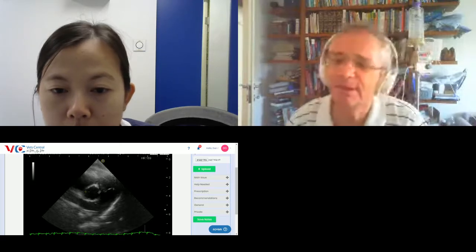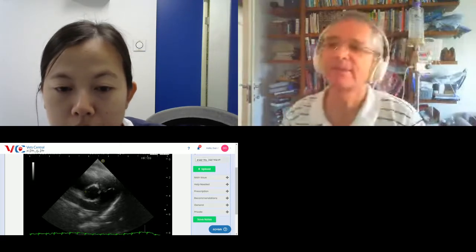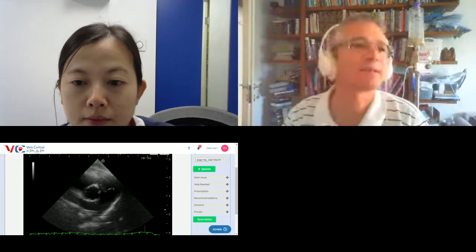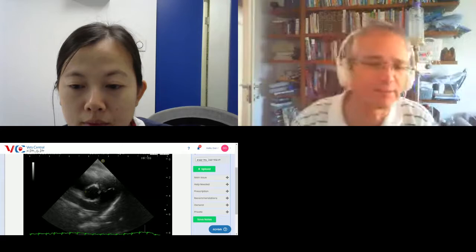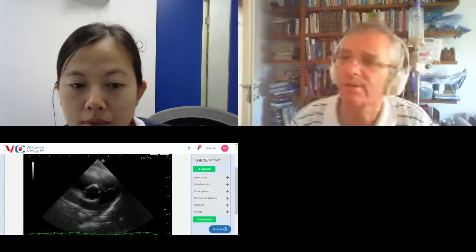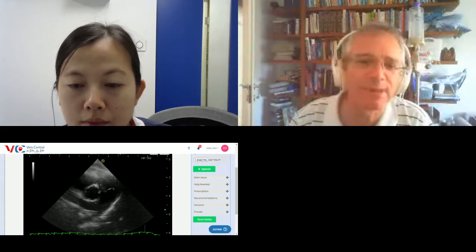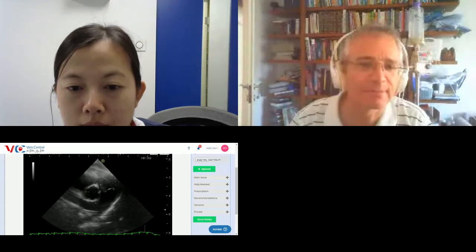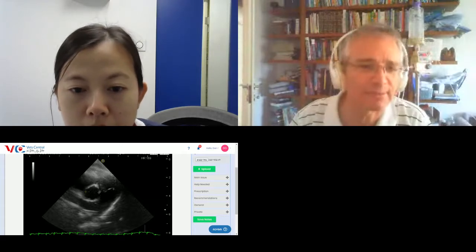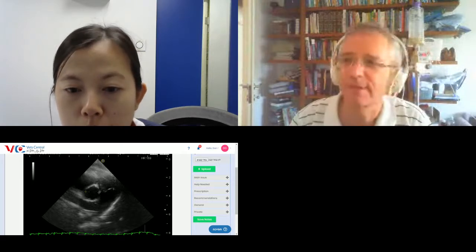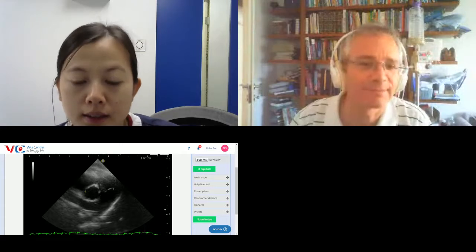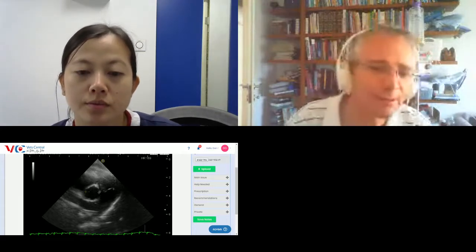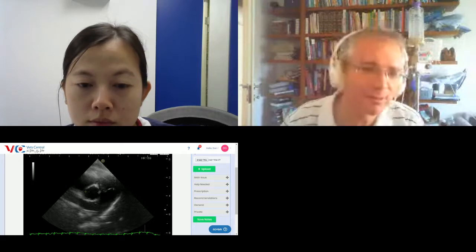Hold on, let me try to use the annotations function if I can, but if I cannot, I will just try to guide you through this. Oh wait, I think I am able. Can you see my mouse right now? Can you see the arrow on the screen? No. Okay. Can you see that line? Yes. Okay.